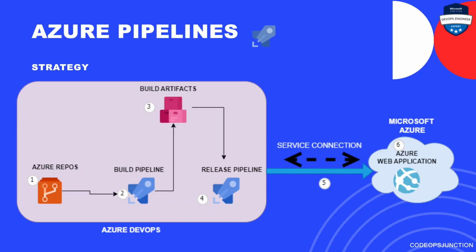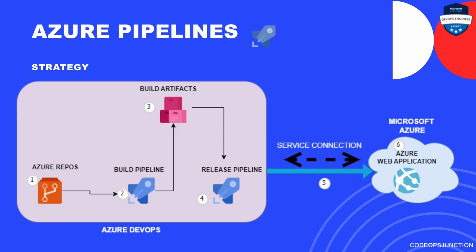Then we are creating a YAML file and compiling the code in the build pipeline, and at last we get build artifacts. That is step number 3. We are generating build artifacts, and then in step number 4 we are calling a release pipeline, and we are calling all the build artifacts from step number 3 into step number 4, the release pipeline. So from step 1 to step 4, we have compiled our code and successfully generated the build artifacts in Azure DevOps.